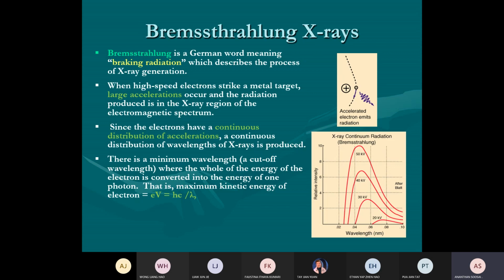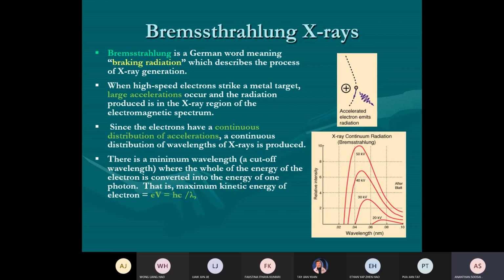Because it makes a range of collisions, therefore it has a range of distribution of acceleration. You don't accelerate once, it accelerates maybe 5 times before it stops. So 5 different accelerations lead to 5 different X-ray frequencies. Different X-ray frequency means different wavelength produced. So a continuous distribution of wavelength is produced.